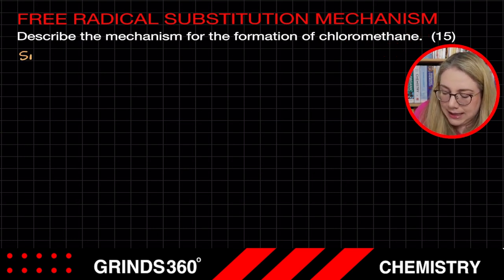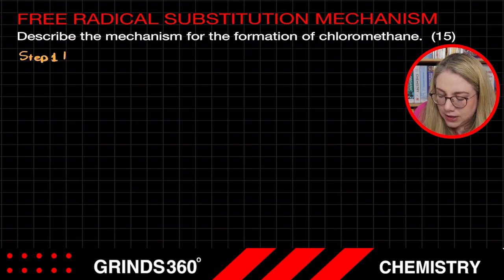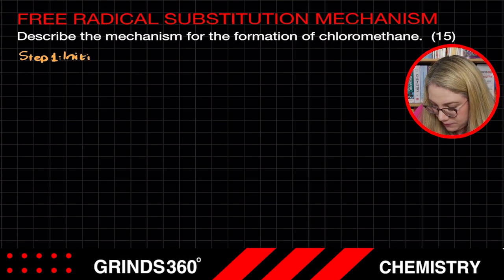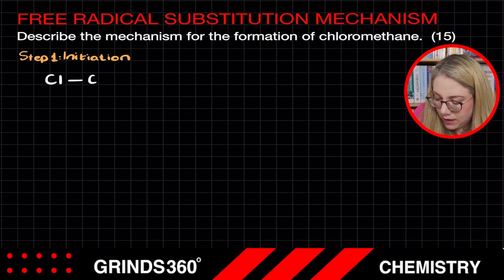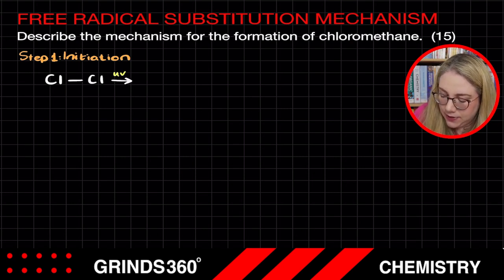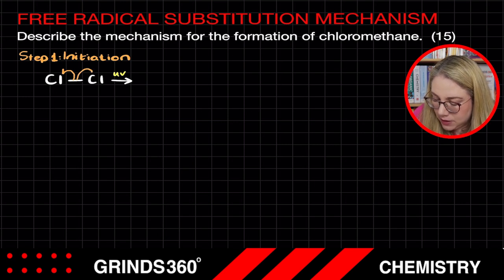Right, step 1 in the mechanism is to form your free radicals, and this step is called initiation. During initiation, I know one of my reactants is chlorine, so you take your halogen molecule, you shine UV light on it, and that causes the bond between the two chlorine atoms to break. One electron in that bond goes to the chlorine on the left, the other electron goes to the chlorine on the right, and you form 2 chlorine free radicals.